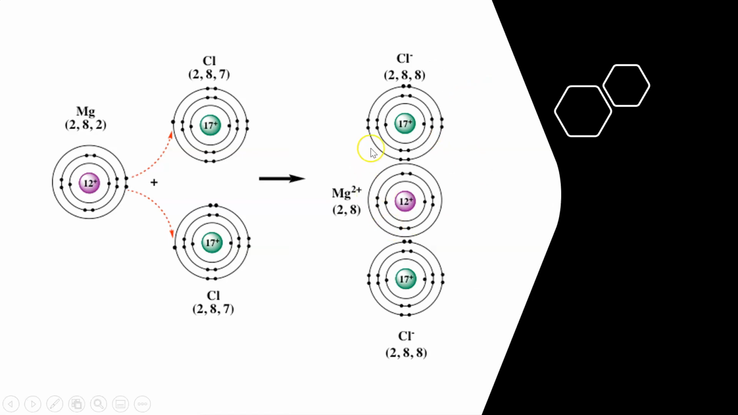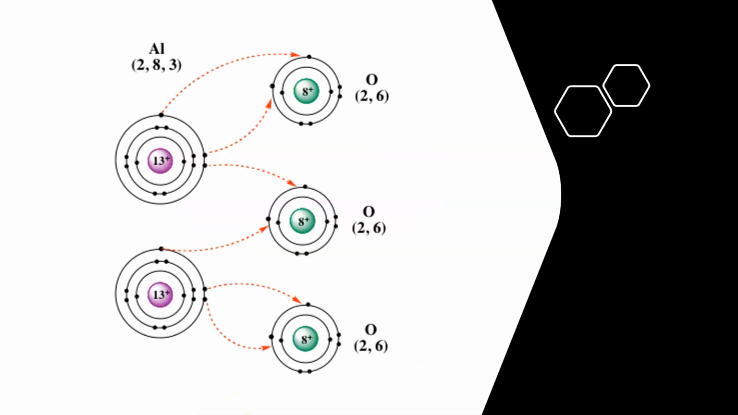Here we've got magnesium and 2 chloride ions. This is showing that one cation here can share electrons with 2 anions. Not a problem, they all want to be balanced to some extent. We've got 2 aluminium cations here bonding to oxygen.